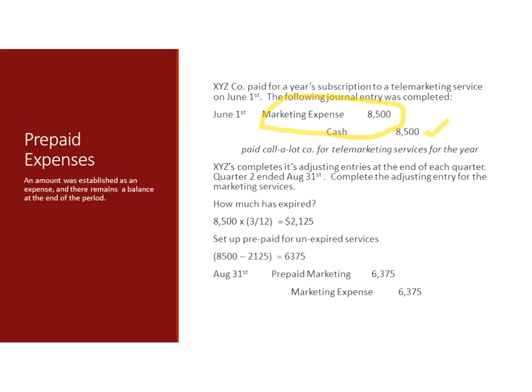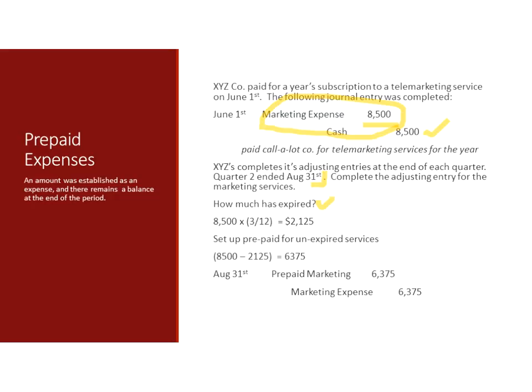So XYZ completes its adjusting entries at the end of each quarter, and their quarter 2 ended October 31st. So one quarter has gone by, and we need to complete an adjusting entry. And so we have this expense on our books called marketing expense, but we know that we haven't actually utilized the full $8,500. We've only utilized a few months of this subscription. And so we want to figure out how much of this has expired.